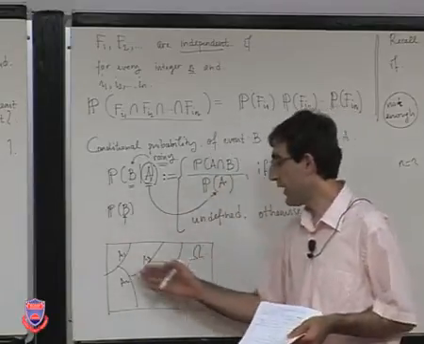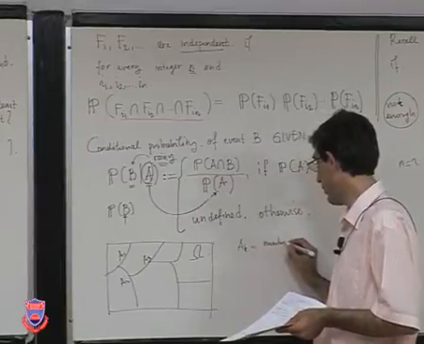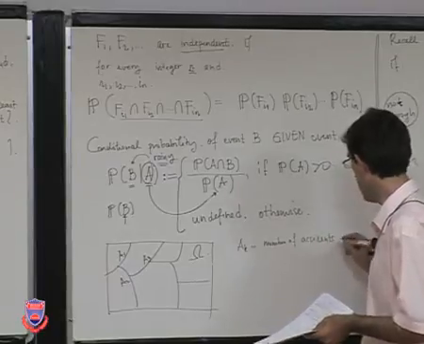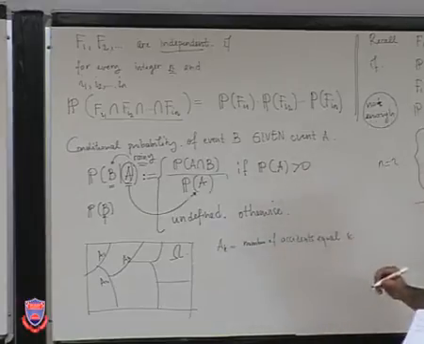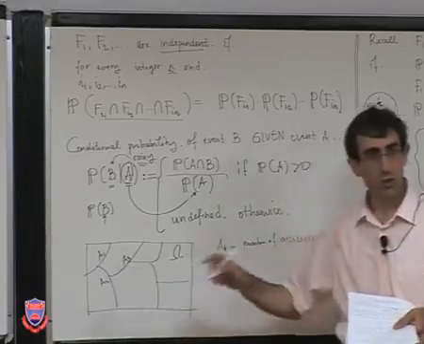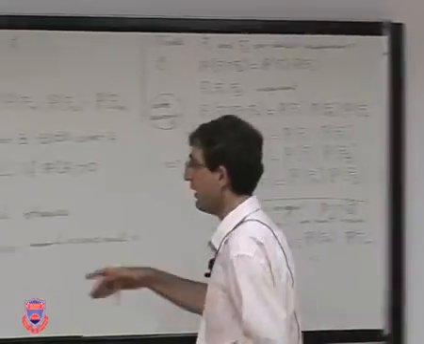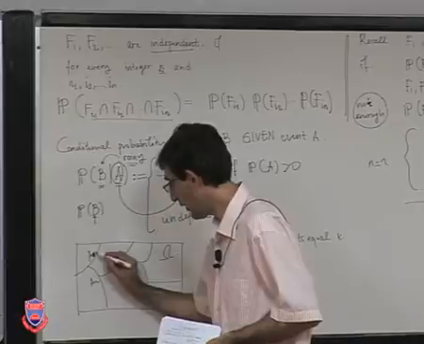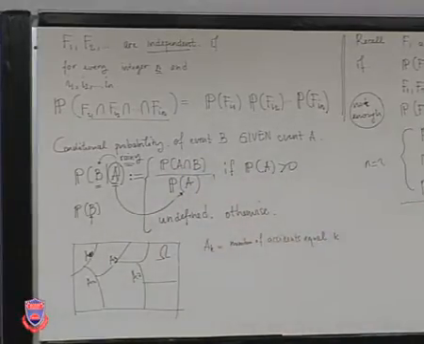So for example, A_K could be the event that the number of accidents equals K. So they are disjoint because the number of accidents is going to be either 3 or 2 or 1 or 0. They don't have any common element. They cannot have a non-empty intersection. Let me put 0 here. With this example, 0 is also possible, right?